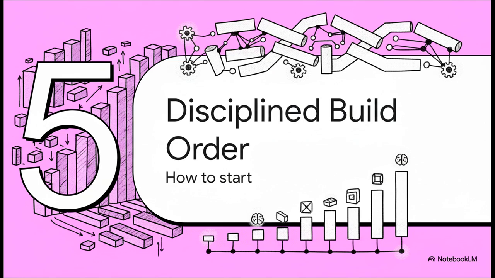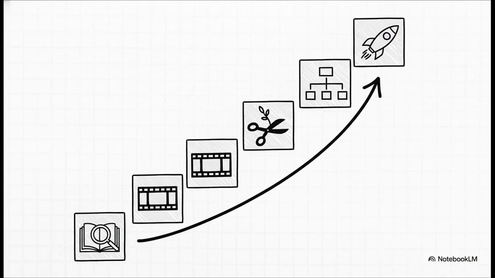So this leads us to a really practical idea, a disciplined build order. You don't have to build this entire complex system on day one. In fact, you probably shouldn't. There's a logical, step-by-step path to building out a really robust memory architecture. Here's the sequence the post recommends.